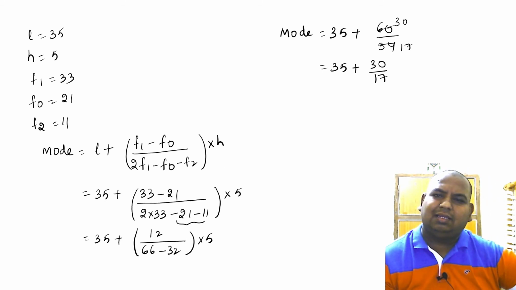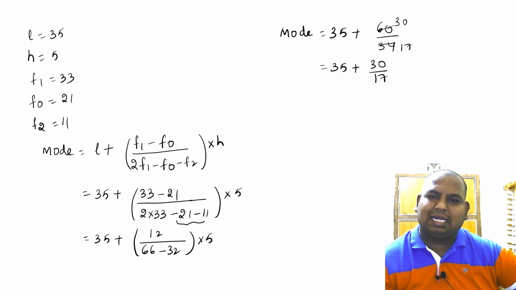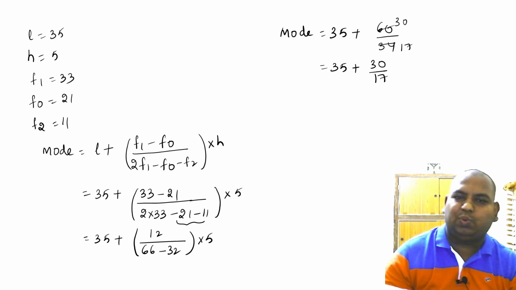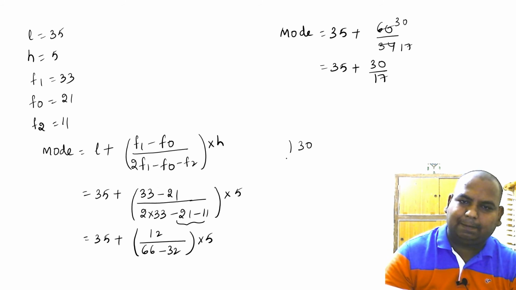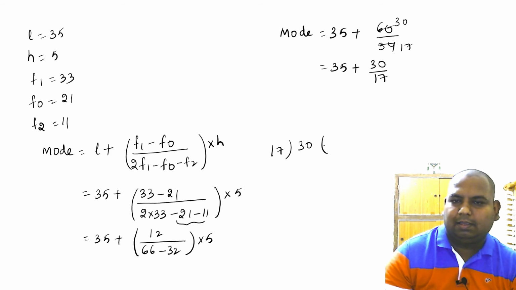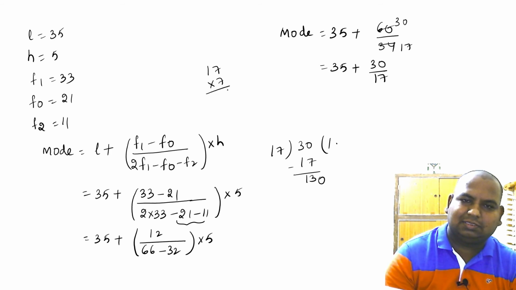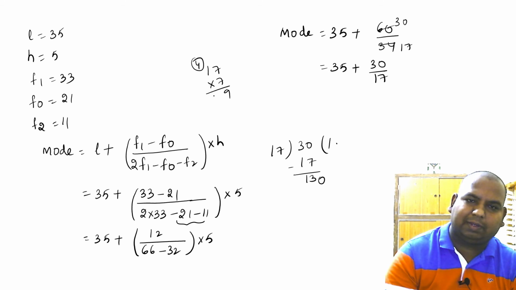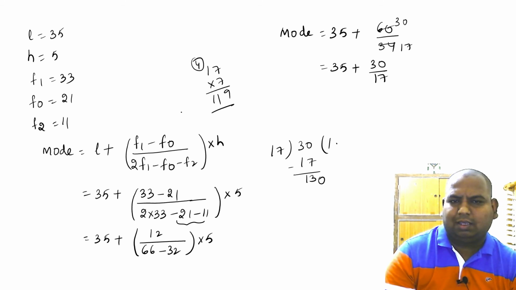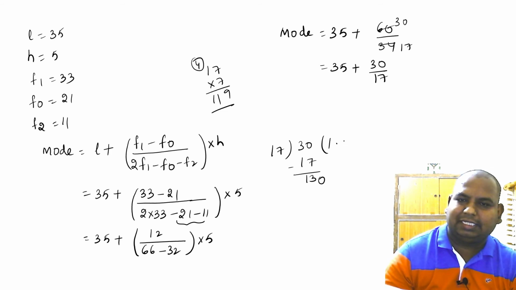We'll not do LCM here because if we just go with that, calculation may be complicated. We'll do 30 by 17 directly. 17 ones are 17, remainder is 13, decimal 0. 17 sevens, I think. 17 sevens are how much? 7 sevens are 49, so 119, sorry. Yes, 17 sevens are 119.